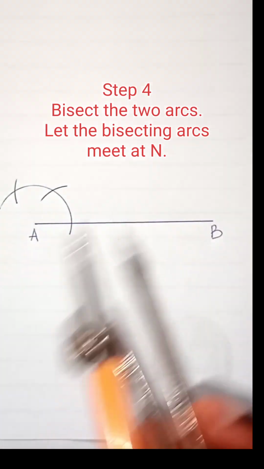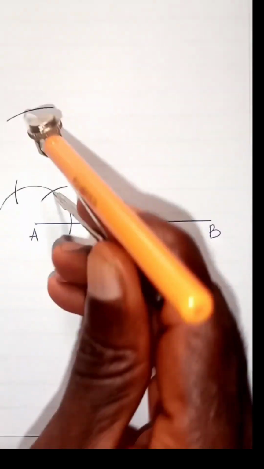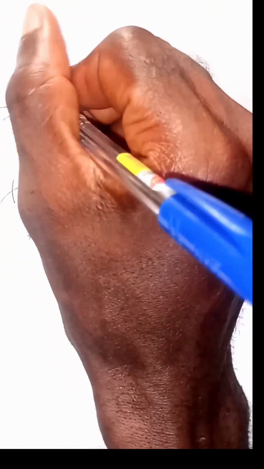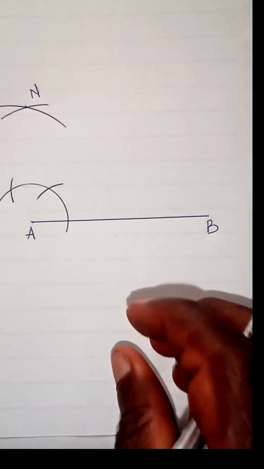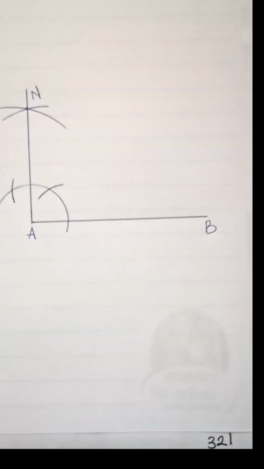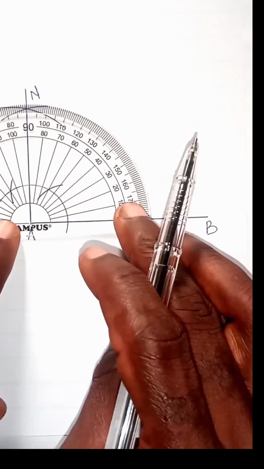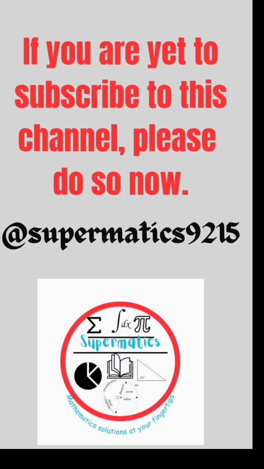Then bisect the two top arcs. So where these arcs meet, join it to the point A. You can call it the point N where they meet, then join it to point A. And the next is to measure angle BAN, or you can call it angle NAB, and to see they are perpendicular lines. NA is perpendicular to AB.